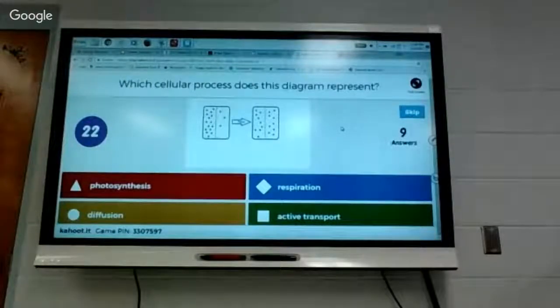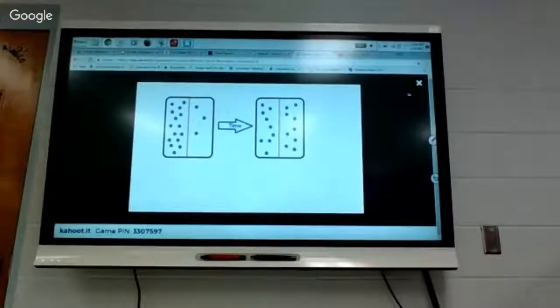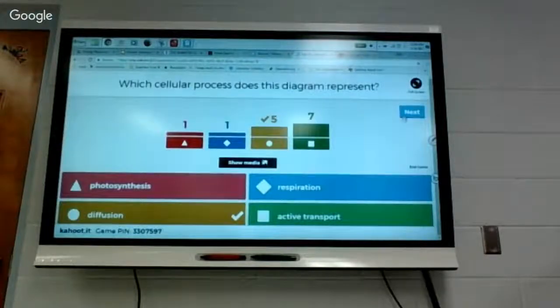All right, remember, high to low, go with the flow. Low to high, you have to use ATP. It's diffusion. All right, so it's not active because, look, high to low, go with the flow. You need ATP to do it. That's why I said low to high would need ATP.